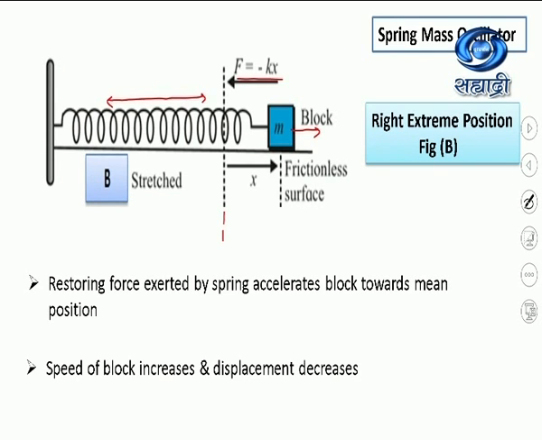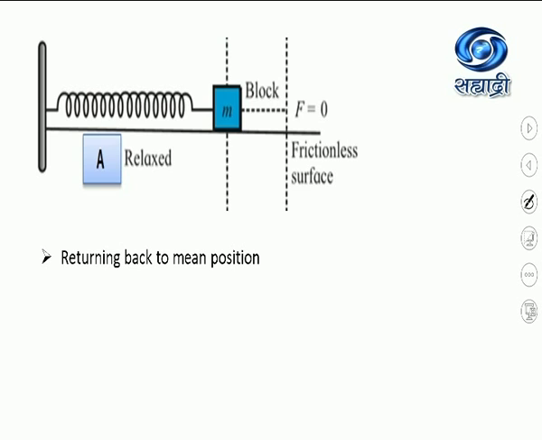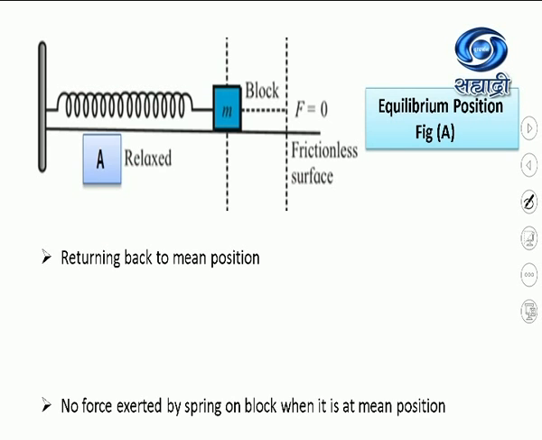Because of this, the block returns back to the equilibrium position. So here is the situation now. The block has returned back to its mean or equilibrium position. That's why the figure over here is indicating the equilibrium position, say A, that is the relaxed position of a spring mass system. Whenever a block is at its equilibrium or mean position, it is not experiencing any restoring force because the spring is at its relaxed position.